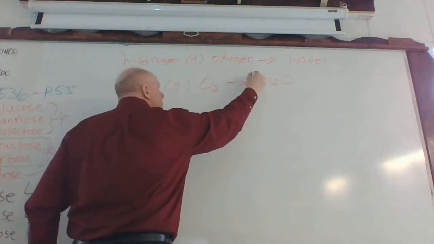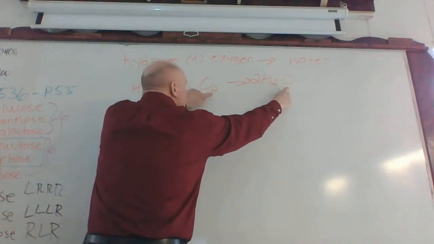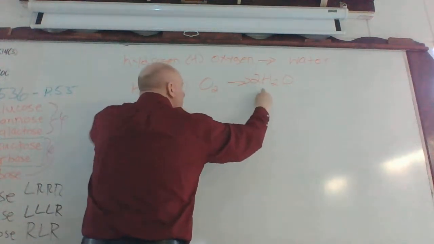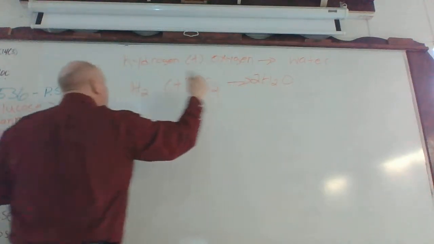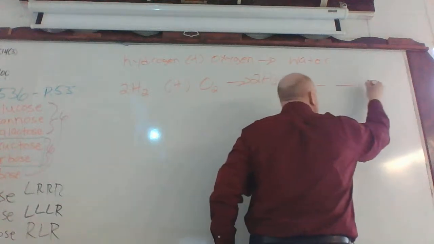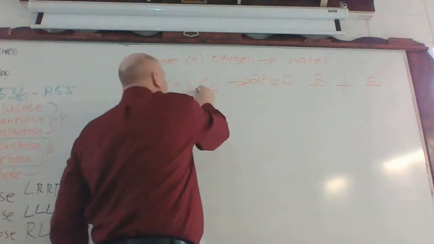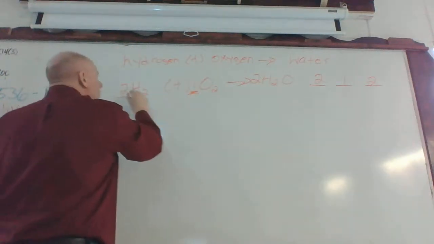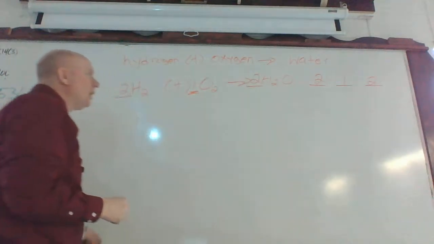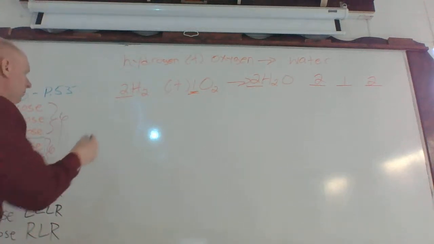So if we put a coefficient of 2 here, that gives us our 2 to 2 for our oxygens, but 2 times 2 gives us 4, so we put a 2 here. So our coefficients then would be 2, 1, 2. Again, nothing changed here, so 2, 1, 2. A synthesis reaction.